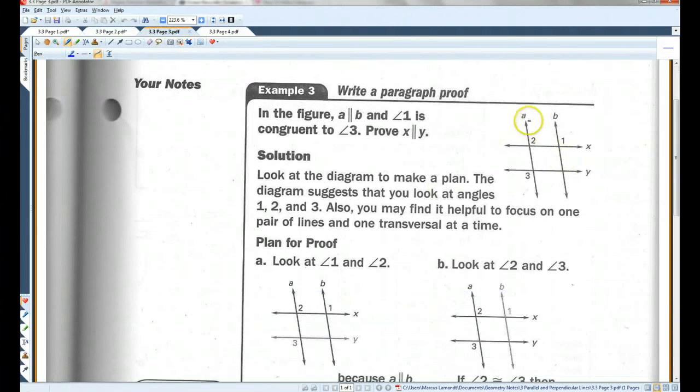In the figure, A is parallel to B. So I'm going to draw little arrows for that. And angle 1 is congruent to angle 3. Prove that x is parallel to y. Okay, so look at the diagram to make a plan. The diagram suggests that you look at angles 1, 2, and 3. Also, you may find it helpful to focus on one pair of lines and one transversal at a time. So look at angles 1 and 2.